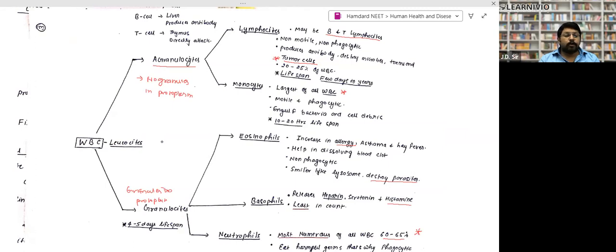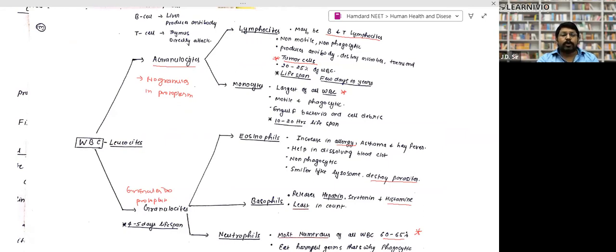Leukocytes or WBC can be of two types: agranulocyte and granulocyte. Agranulocytes do not have any granular protoplasm, and granulocytes have some granules in their protoplasm. That is the difference between the two. Further, agranulocytes are divided into two parts: lymphocyte and monocyte.